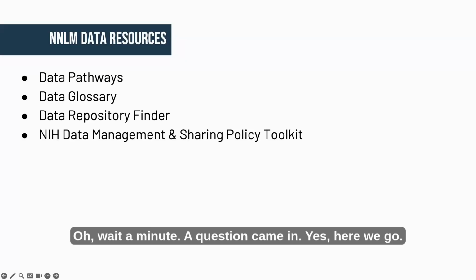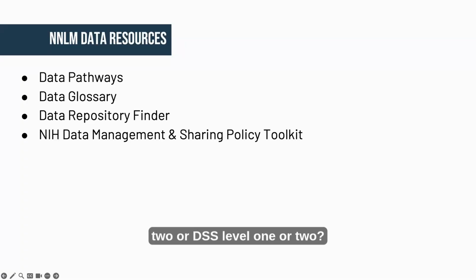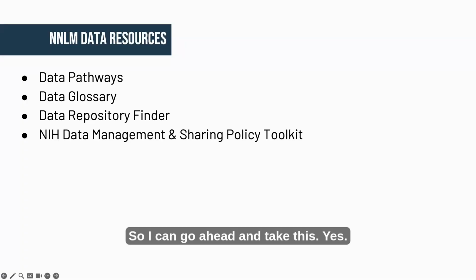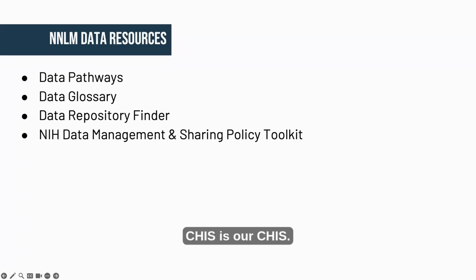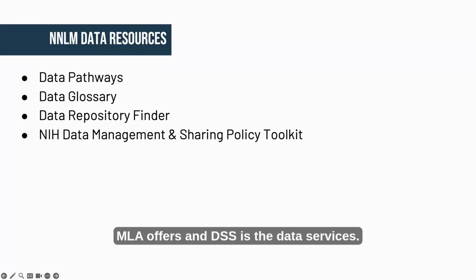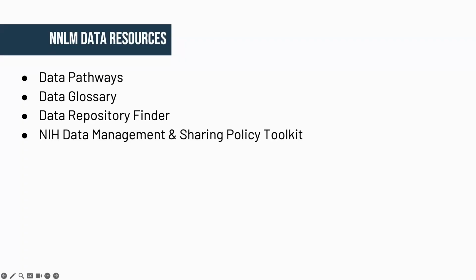A question came into the Q&A. Is there a difference between CHIS level 1 and 2 or DSS level 1 or 2? I can go ahead and take this. Yes, CHIS is our consumer health information specialization that MLA offers, and DSS is the data services specialization. So they are quite different.